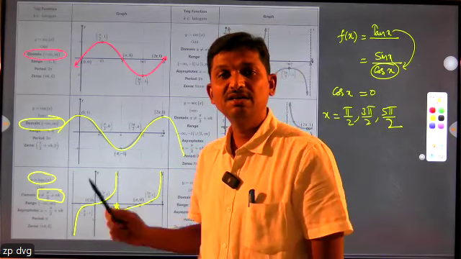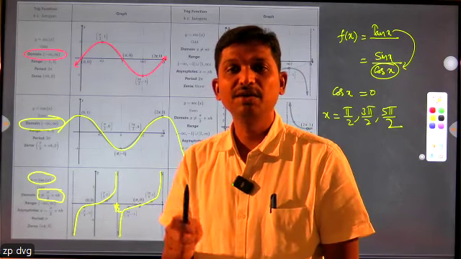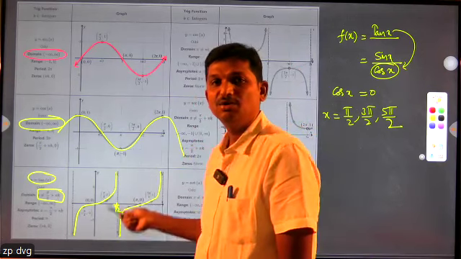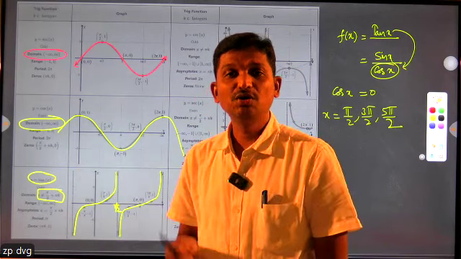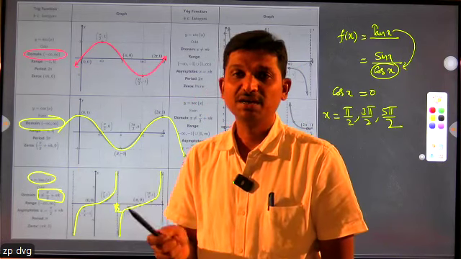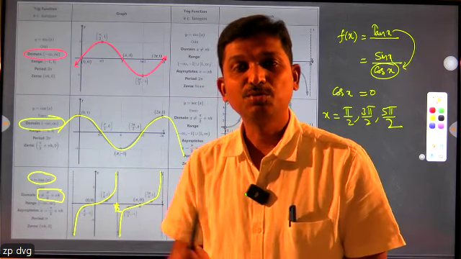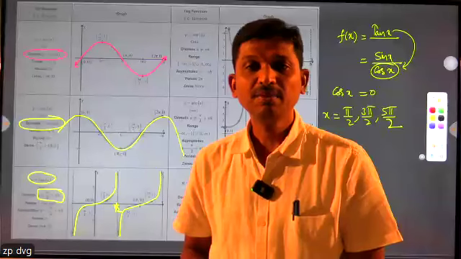Tan x is a continuous function. Why? Because continuity is always meaningful when we discuss it in its domain. You may say, sir, at pi by 2 there is a gap. At pi by 2 there is a gap, but pi by 2 is not in its domain. Continuity is always meaningful when we discuss it in its domain. If you understand this, feel happy. Otherwise, you take this point: all trigonometric functions are continuous on their domain.